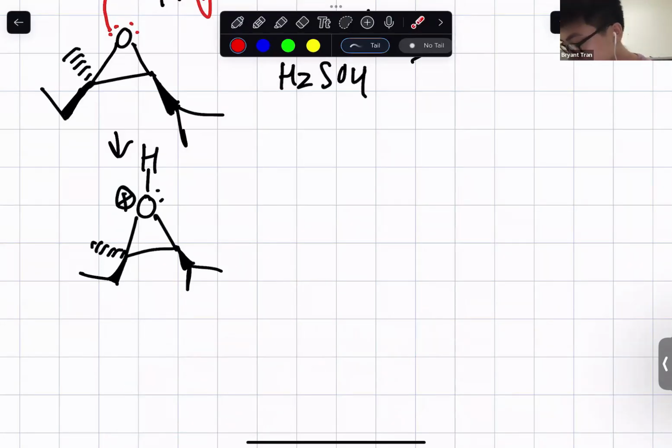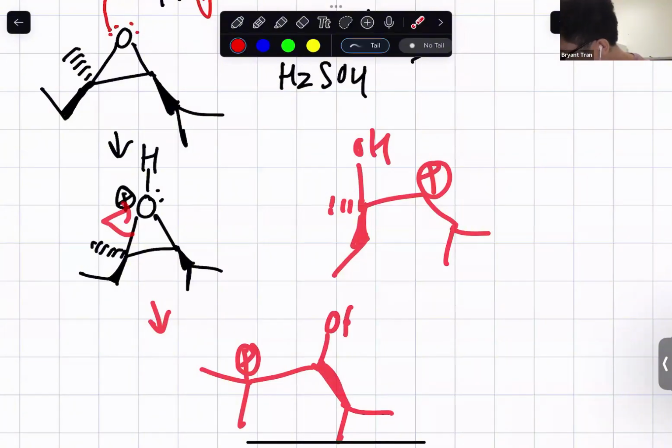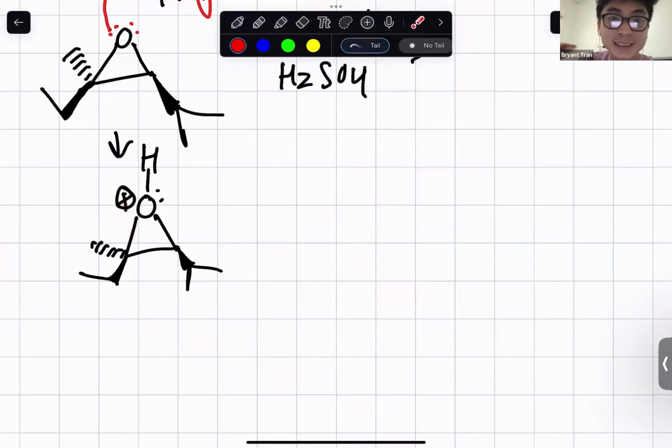So if we were to break this bond and go to that oxygen right there, we would have this carbocation right here. But if we were to break this bond and go to that oxygen right there, we would have this carbocation right here. Which carbocation do you see that is more stable? Carbocation A or carbocation B? Carbocation A. Yeah, carbocation A, because it's more substituted.